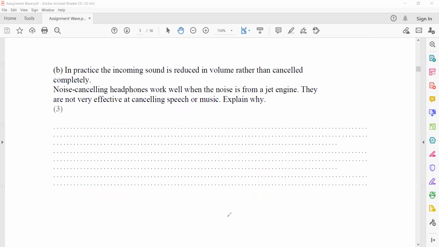So why in practice will it be difficult to cancel out the speech or the music sound as compared to the sound which is coming from the jet engine? The sound from the jet engine has a constant frequency and amplitude, but the sound produced by speech has a variable frequency and variable amplitude. That's why it is difficult to match the signal to cancel out each other.